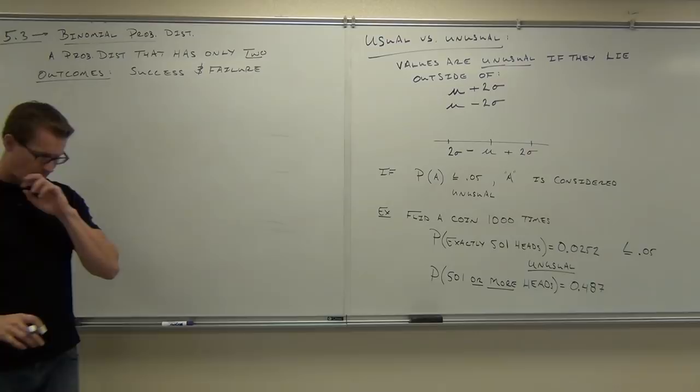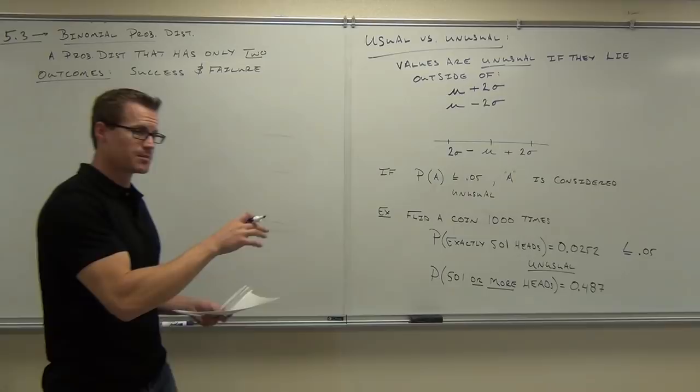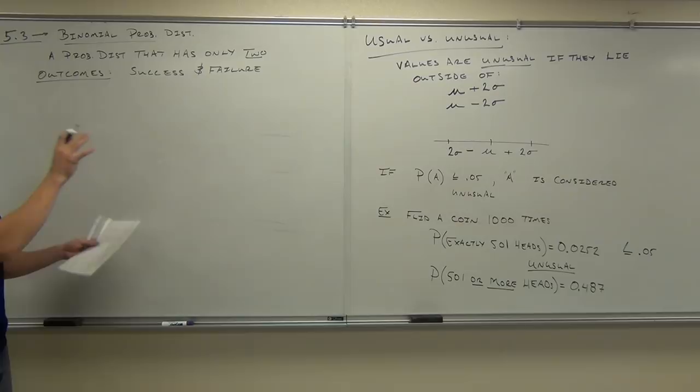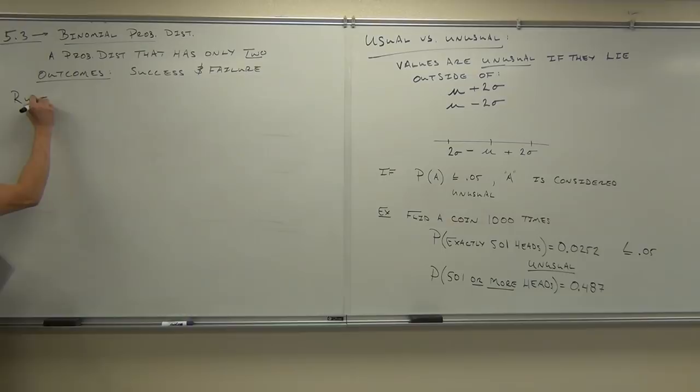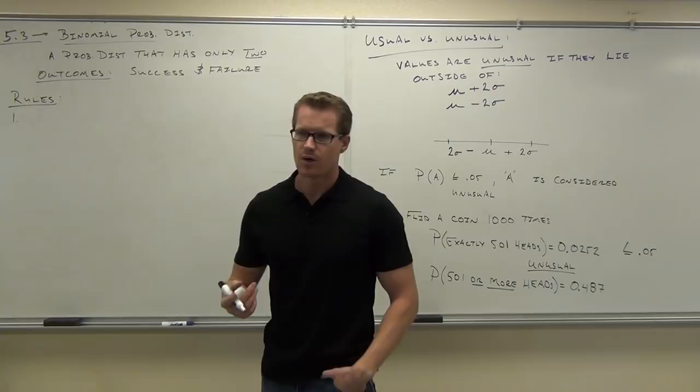Now there's a few things you need to know about a binomial probability distribution before we actually go and do any examples. And that's some vocabulary, some symbolization, notation, and what it takes to even have this binomial distribution. So, here's the rules for this thing. First rule, you have to have a fixed number of trials, which means you can't do this procedure for eternity. It's got to end somewhere.